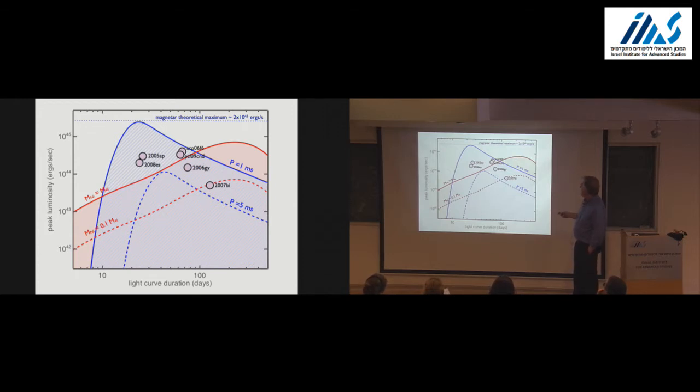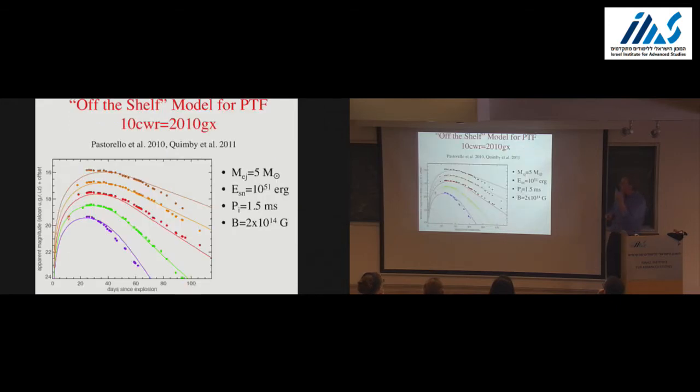This is for 1 millisecond for 5. This is the magnetar maximum. So how well does this do? Well, everybody knows now this has become a bit of an industry. The observers love it because we gave them formulae. They use the formulae.